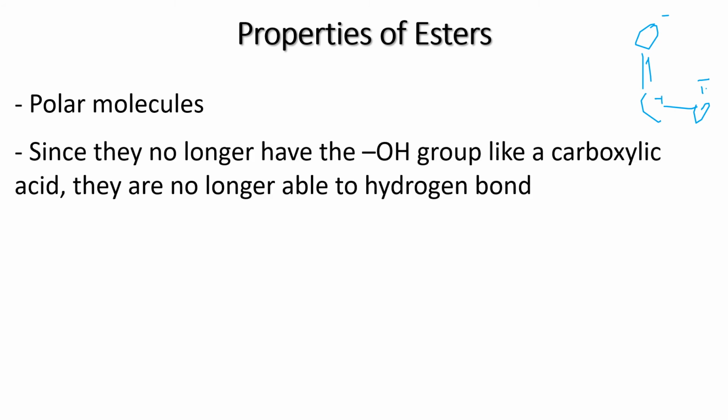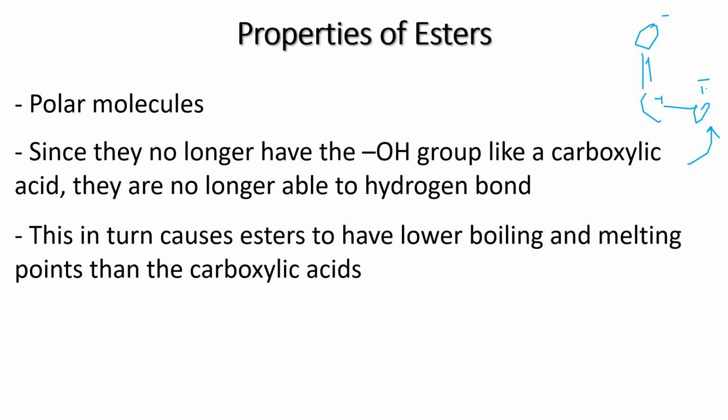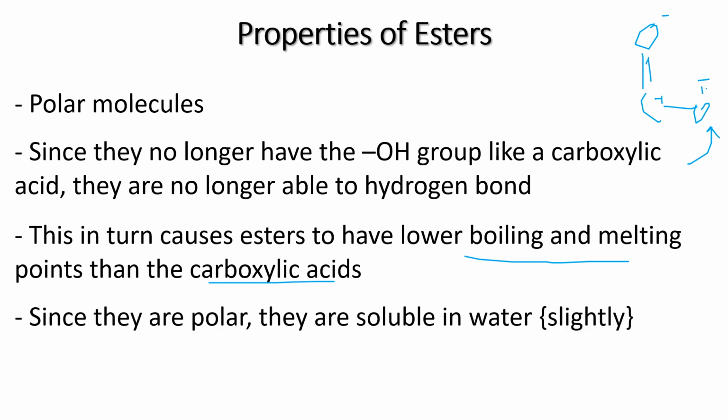But what they lack is that OH group, right? That OH group that would have been right there. Had I drawn this nicely, you would have seen it. It would have made a carboxylic acid if I changed that into an OH. So it's not there. So no hydrogen bonding. How does that affect things? Well, it causes our esters to have lower boiling points and melting points than the carboxylic acid cousin. Maybe not necessarily every other thing, just compared to the carboxylic acid. And since they're polar, they will be soluble in water very slightly.